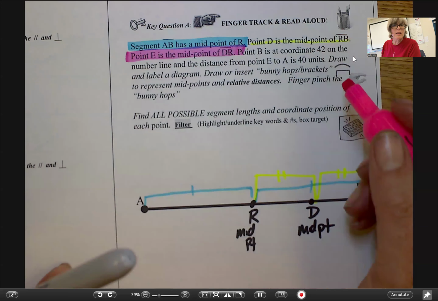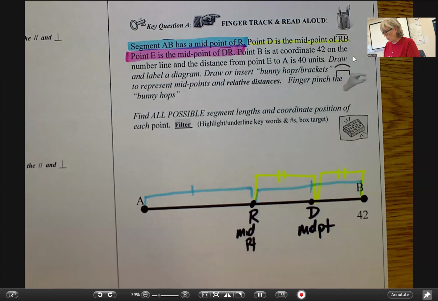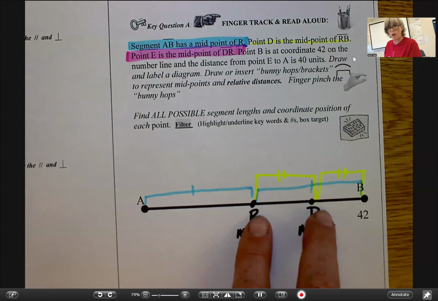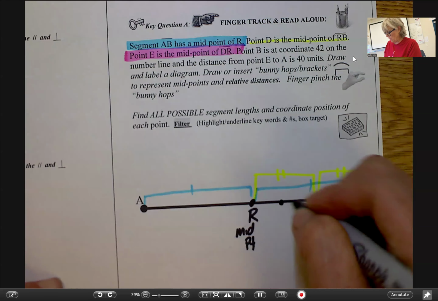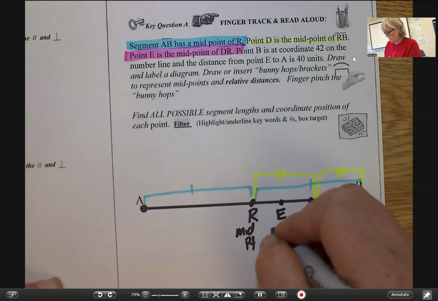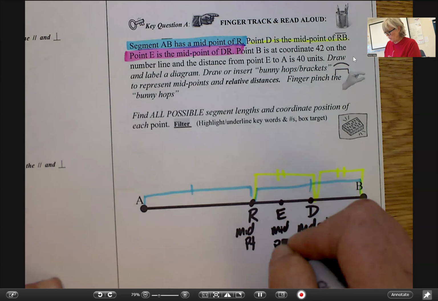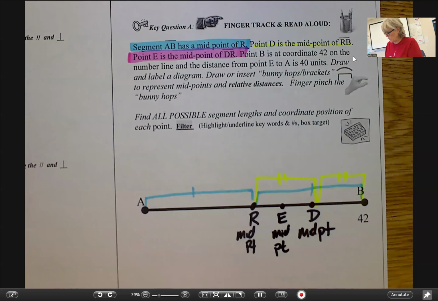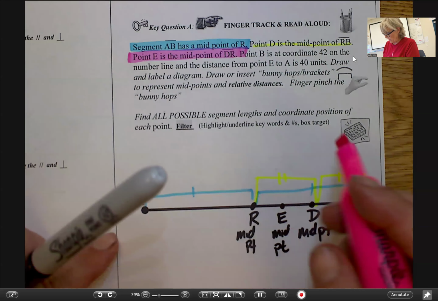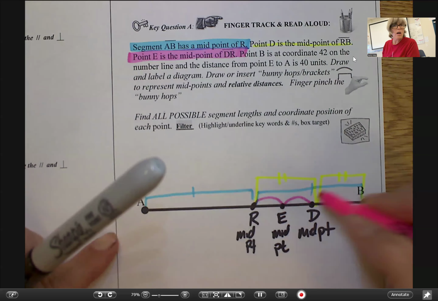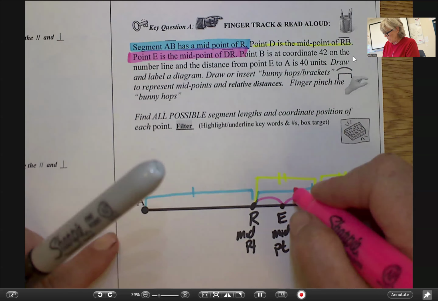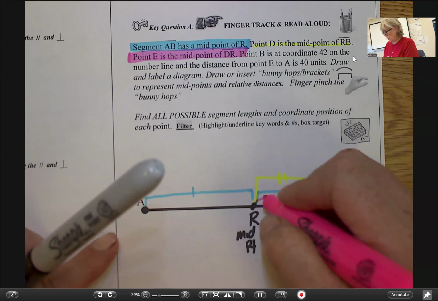E is the midpoint of DR. So here's DR. E is the midpoint here. It's our third midpoint, which implies, I'm going to bunny hop this one, that R to E and E to D are also equal. Triple hatch.